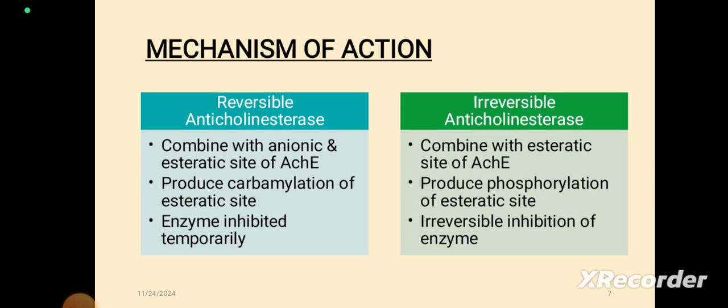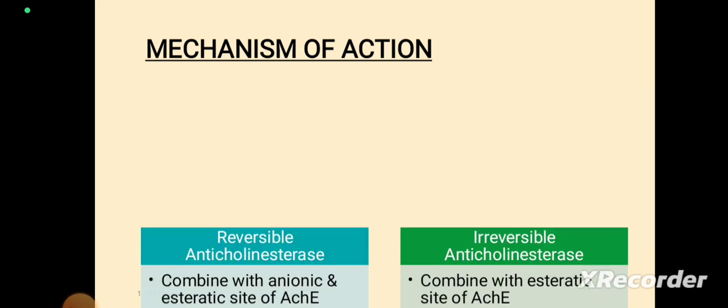Now irreversible anticholinesterases combine with the esteratic site of acetylcholinesterase (AChE), producing phosphorylation of the esteratic sites and irreversible inhibition of the enzyme. So in reversible and irreversible there is a difference. In reversible, the enzyme is inhibited temporarily, and here in irreversible the enzyme is inhibited irreversibly. So now we move on to the next slide.